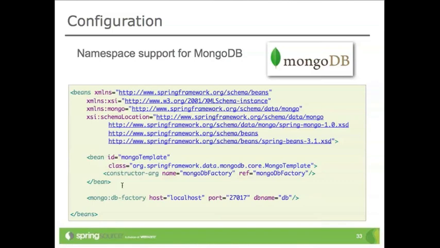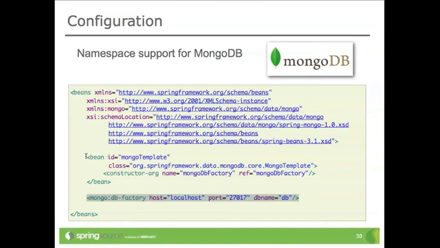So basically, you need to create a database factory, and so the MongoDB namespace is defined up here, and then we use the MongoDB factory entry here, providing the host and the port and the name of the database. So in this example, the host is localhost, and the port is the default port for MongoDB. And I'm using a database called db.